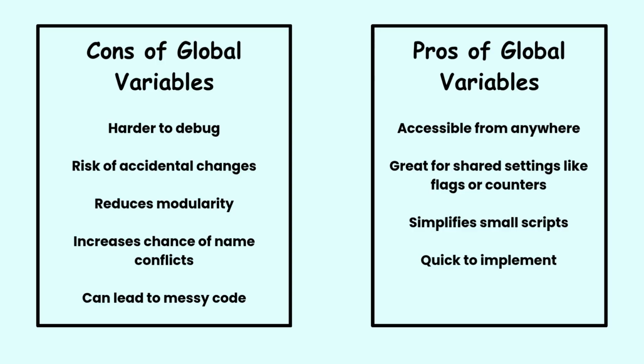But here's the catch. Global variables can cause trouble, especially in larger projects. They're harder to debug. There's a risk of accidental changes. They reduce modularity, meaning your code becomes less organized and harder to reuse. They increase the chance of name conflicts. And they can lead to messy, unpredictable code. Imagine trying to track down a bug caused by a variable that's been changed in 5 different places. Yikes. Now that we've explored what global variables are, let's move on to naming styles for multi-word variable names.